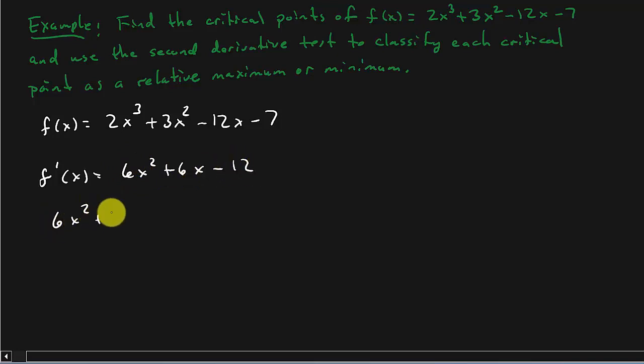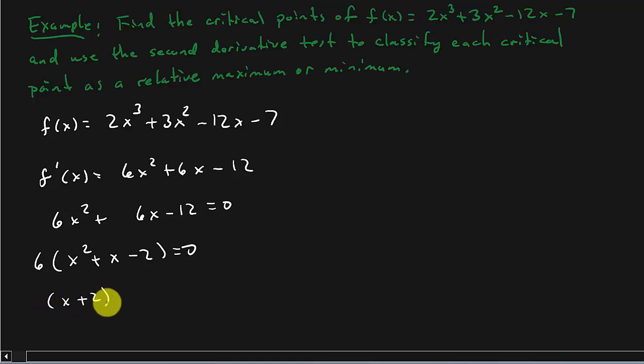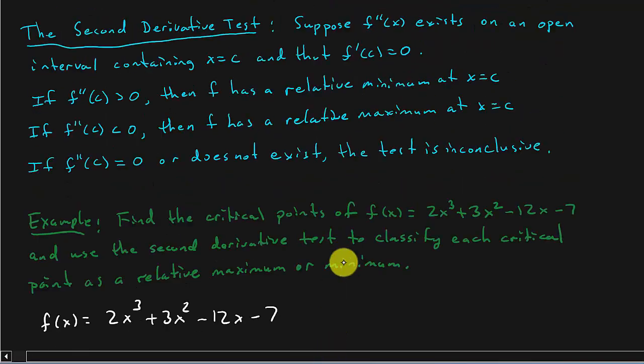Set that equal to 0: 6x squared plus 6x minus 12 equals 0. So I'll factor out a 6, and we get x squared plus x minus 2 equals 0. So x plus 2 times x minus 1 equals 0. So x equals negative 2 or x equals 1. All right, so that's what it said to do.